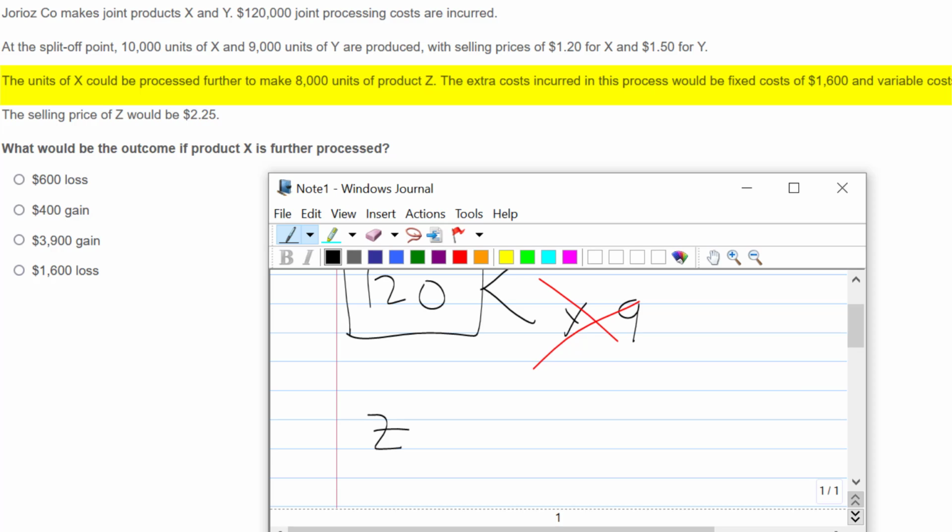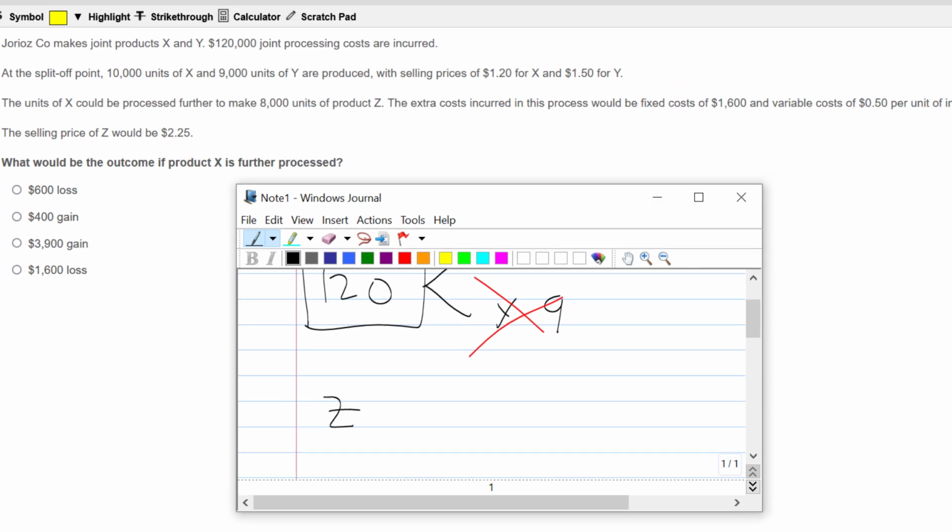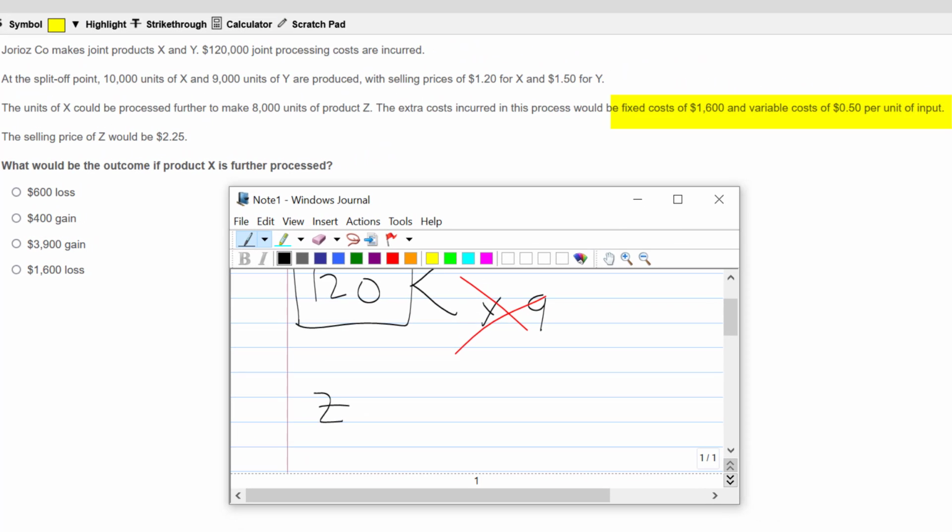Let's read about product Z. First thing that happens, we only get 8,000 units out. So there's some evaporation, some loss. So we don't earn revenue on 10,000 units. We only earn revenue on 8,000 units. We also incur fixed costs of 1,600, and variable costs of 50 cents per unit input. Not output, but input. So that's the units before the evaporation. Finally, we get a price.